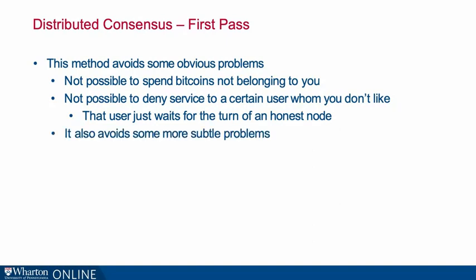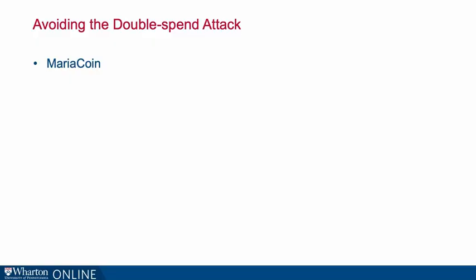So this also avoids some more subtle problems like the double spend attack that I introduced in the last lecture. So let's review the double spend attack. Remember Maria coin. Remember that Maria transferred the coin to Sophie. That was a valid transaction. Sophie transfers the coin to Jeff, but she also creates a message to transfer the coin to Mike.